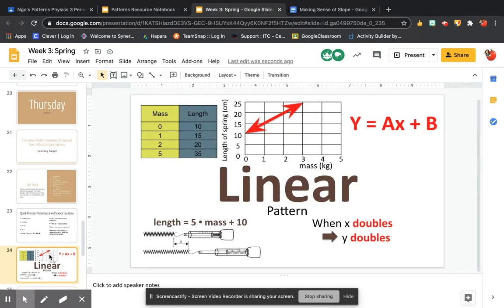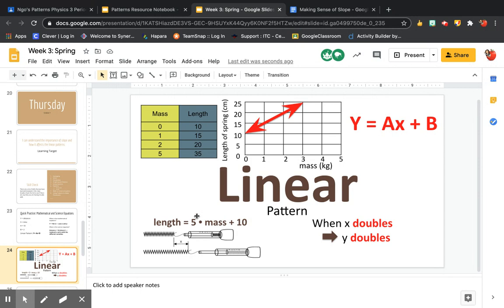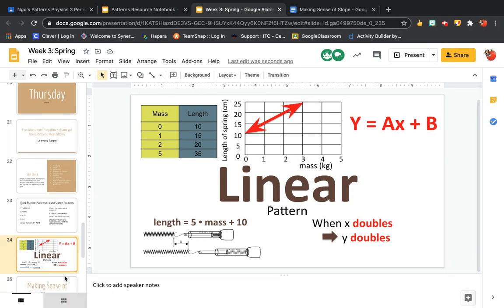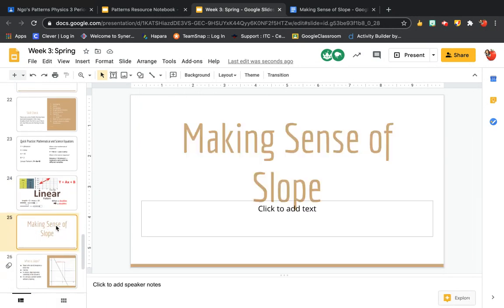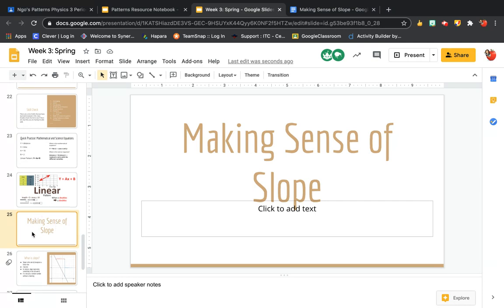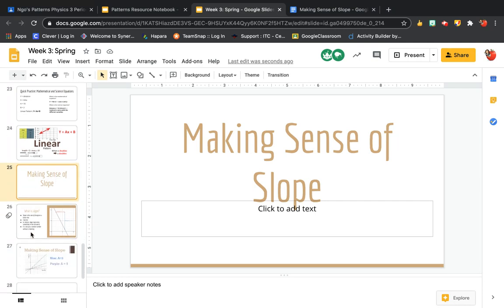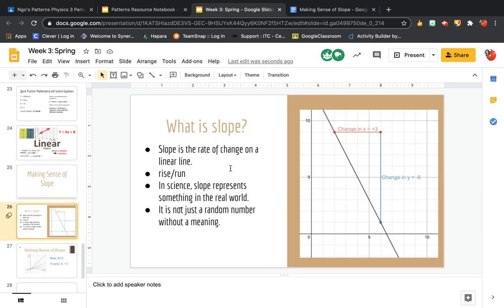Here's just a reminder of the poster, just in case you need it. And then our assignment today is trying to make sense of slope. So slope is the rate of change on a linear line, it is the rise over run. And in science, slope represents something in the real world. So it's not just a random number, it actually has a meaning to it.